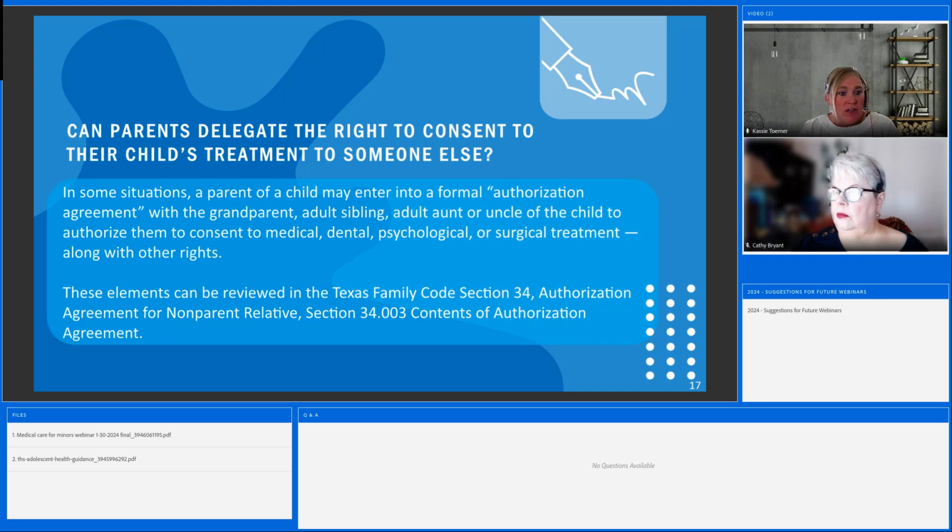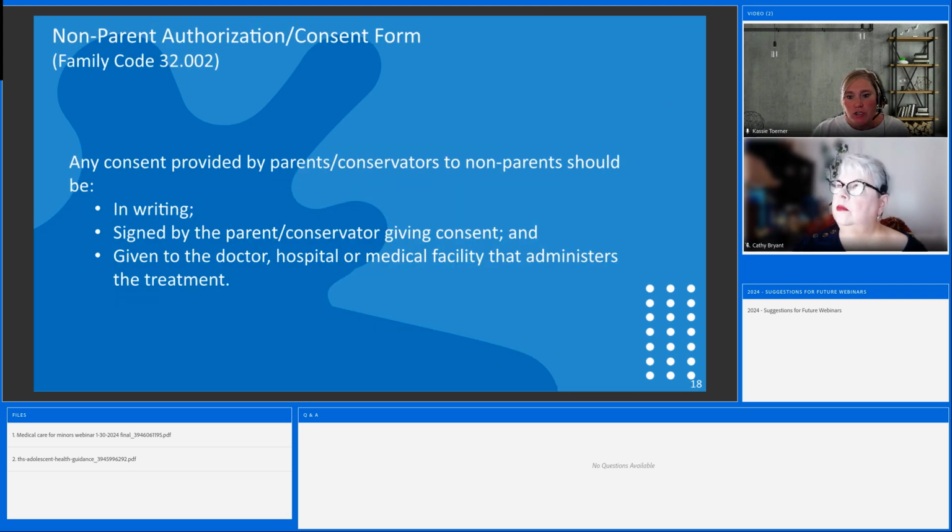So, as we mentioned, delegation can be done in some situations. It is a formal authorization agreement that could be made with a grandparent, an adult sibling, adult aunt or uncle, again, of the child, giving them the ability to consent for medical, dental, psychological, and surgical treatment, along with some other rights. Again, you can review these in the Texas Family Code 34 if you're interested in those or needing those. There are some specifics about what the consent form should include.